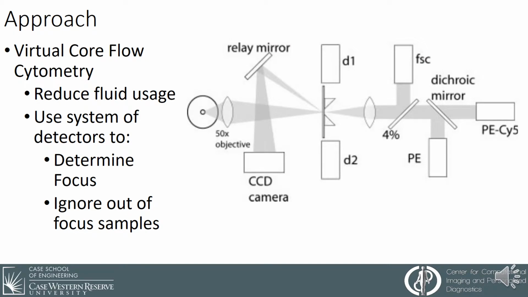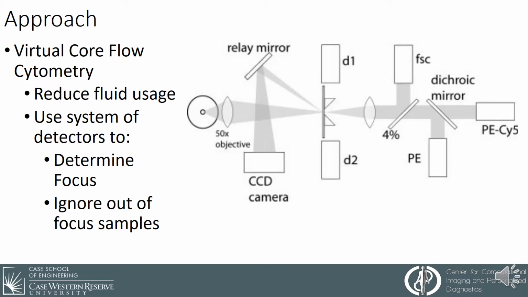In order to work around this limitation, this paper proposes the idea of a virtual core flow cytometry system. At its core, this method attempts to reduce fluid usage by creating a virtual region of interest outside of which samples will be ignored, and the refracted light from such samples will basically not be considered for the final computation.